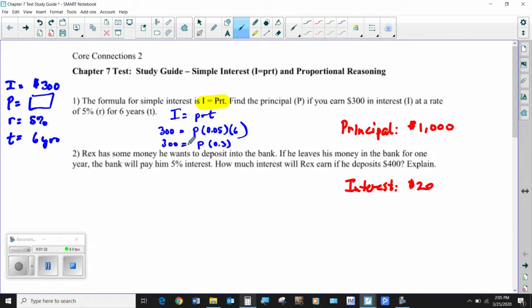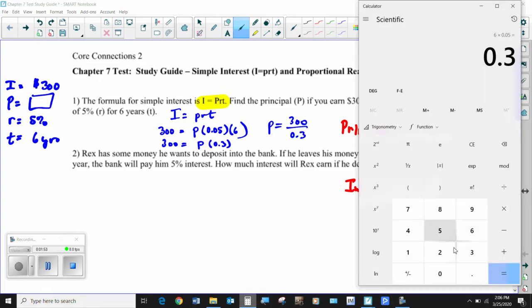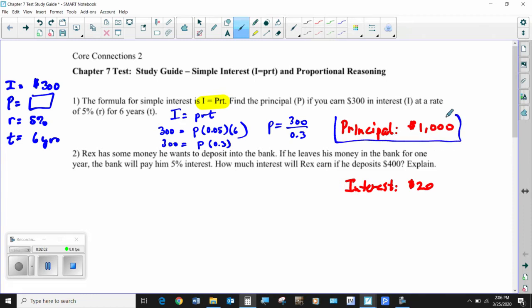Okay, so this is a one-step equation now, and we're multiplying P times 3/10. So to solve for P, we have to divide each side by 3/10. So we're going to take 300. P is going to be equal to 300 divided by 3/10, right? Divide each side by the 3/10, so you get this guy all by itself. And so use the calculator. What is 300 divided by 3/10? It is 1,000. So that means that it must have started off with $1,000 worth of principal.